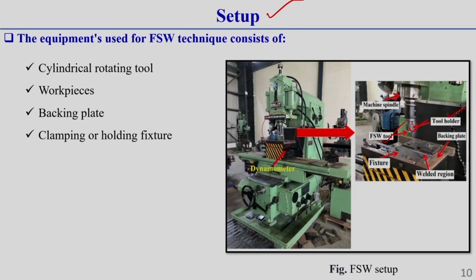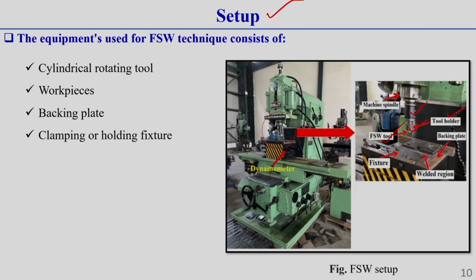This tool holder is connected with a rotating arm. This rotating arm can be of different types. It can be a robotic arm, it can be a vertical milling machine arm, what I am telling, understand. So, depending upon the requirement we can have different types of rotating arm.